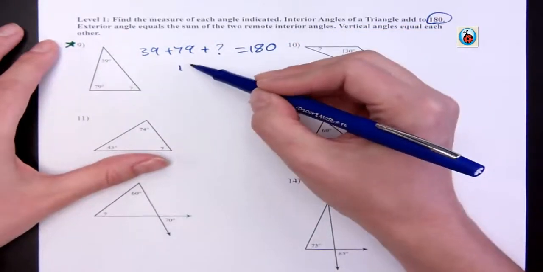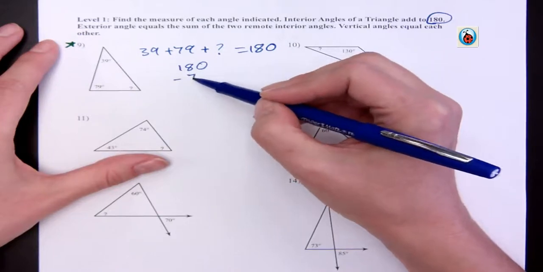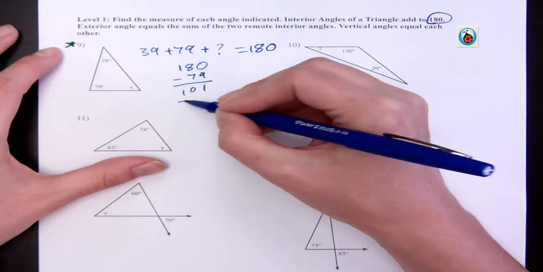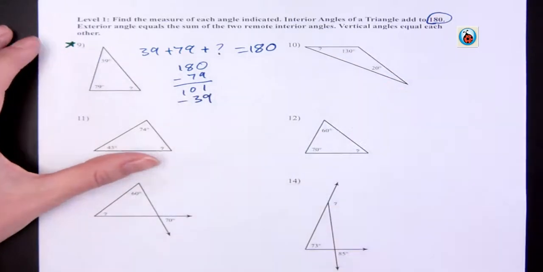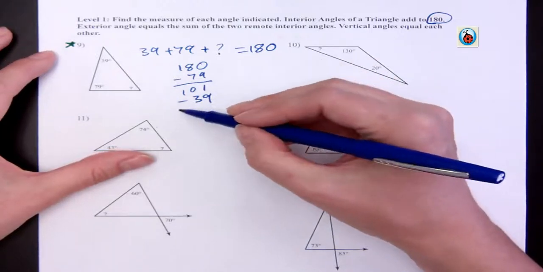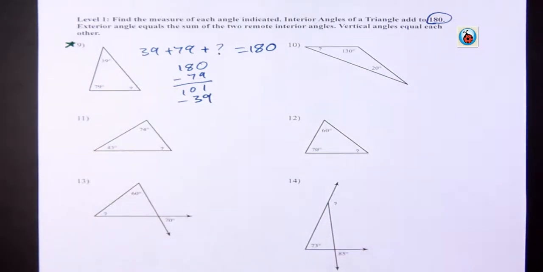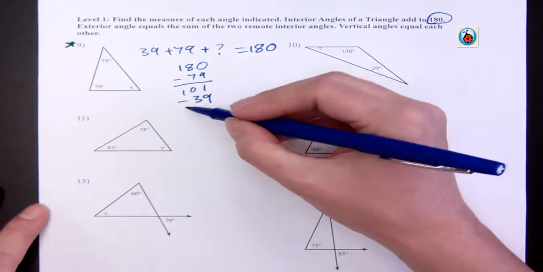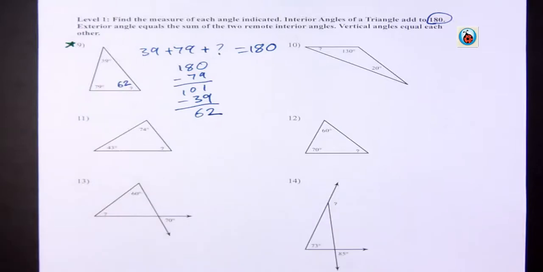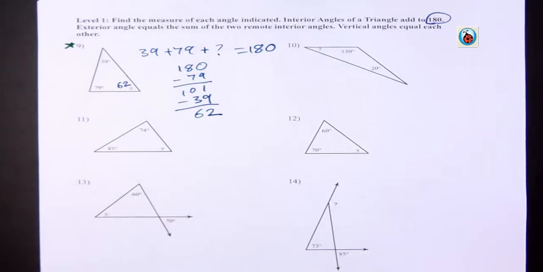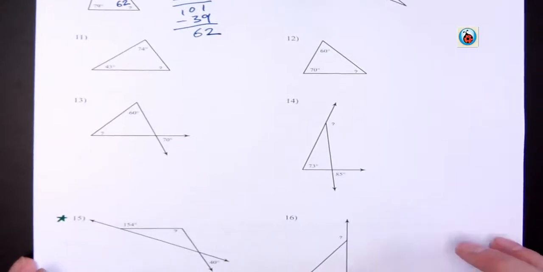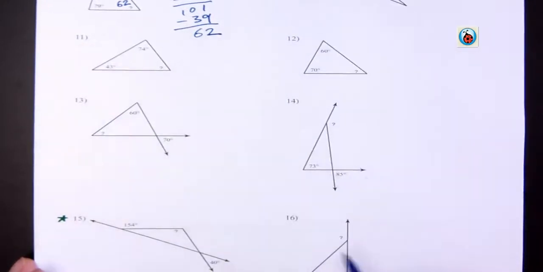So I do 180 minus 79, which gives me 101, minus 39, which gives me 62, which is my answer. And so the rest of this page is just like that. You just figure out which one are you looking for. In some you have to look.